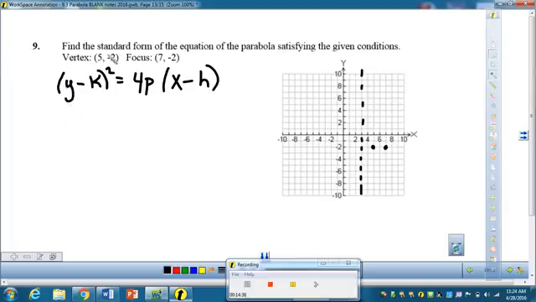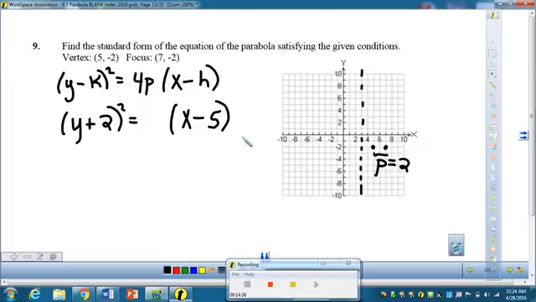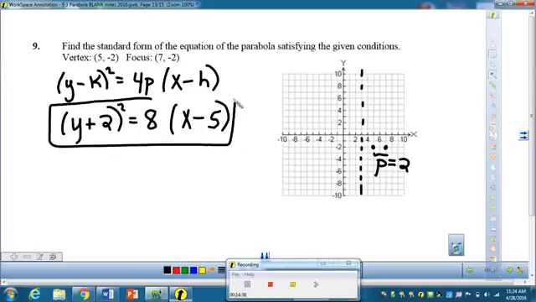So for the k value, k is negative 2, so y minus negative 2 is y plus 2. H is 5, so we have x minus 5. And p is the distance from the vertex to the focus. So p is 2, so 4 times p is 8. So the focal width is 8. So if we were to continue to make an accurate sketch of our graph, we'll go ahead and make a focal width of 8 and show the parabola right there.